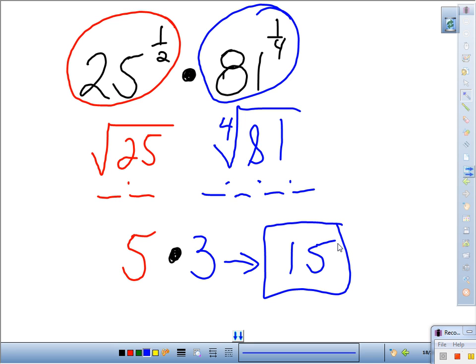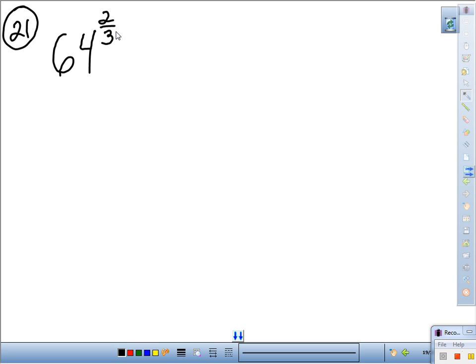Okay? I'm going to go over number 21. Number 21 was a challenge one, which is fine, but we know how to do this if we do one at a time. Okay? We will do fine doing one at a time. Here we go. We got 64 to the 2/3 power minus 81 to the what?